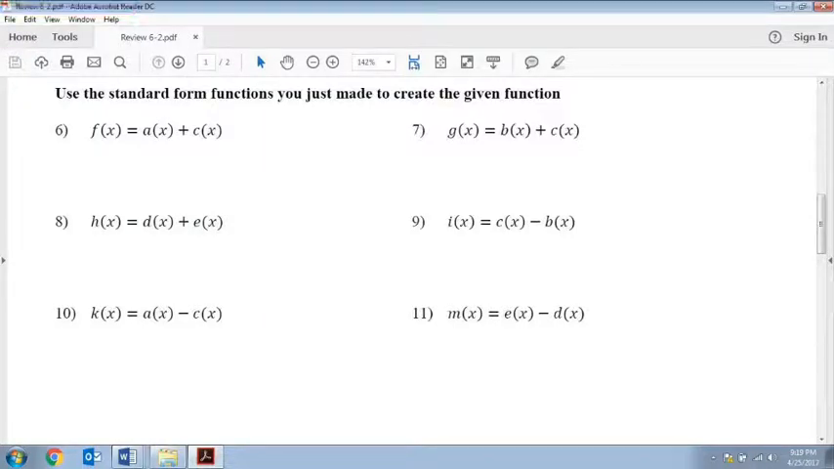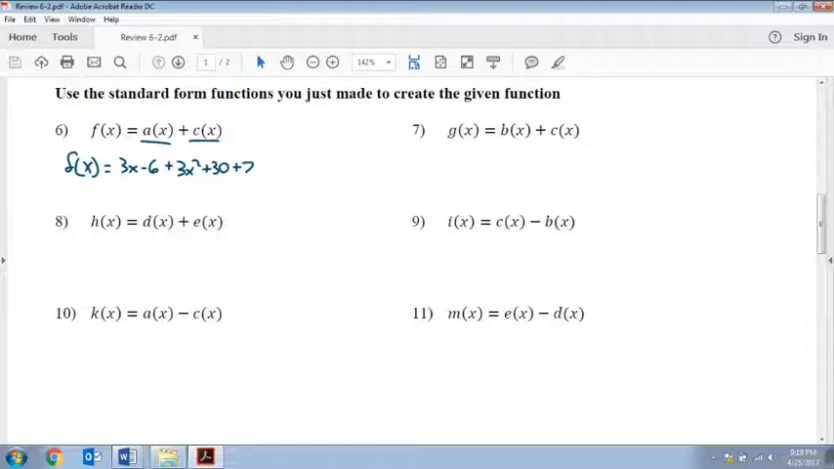Okay, so we just made all of our standard form equations. Again, this is review 6-2 for math models. We're going to use our standard form equations for all of these functions right here, so we don't have to remultiply those out every single time. For this one, we're adding a plus c. So f of x, we can just stick in my a, that's 3x minus 6, that's what we found above, plus your c, which was 3x squared plus 30x plus 7.